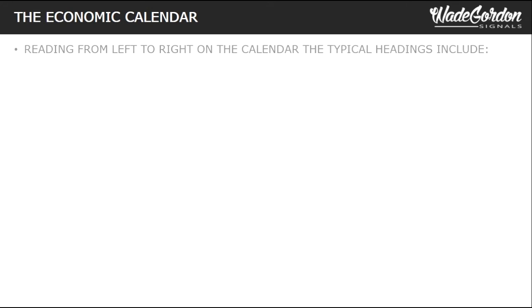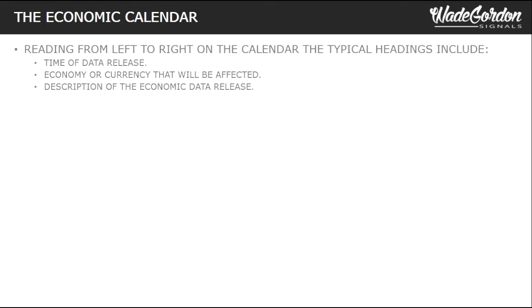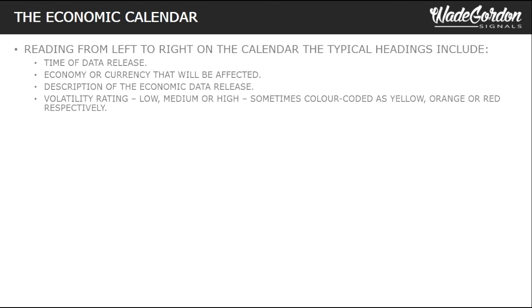Reading from left to right on the calendar, the typical headings include time and date of the release, economy or currency that will be affected, description of the economic data release, volatility rating, low, medium or high, sometimes color-coded as yellow, orange or red respectively, the actual figure, the consensus or forecast figure, and the previous released figure.